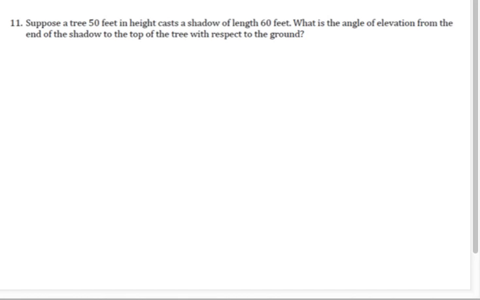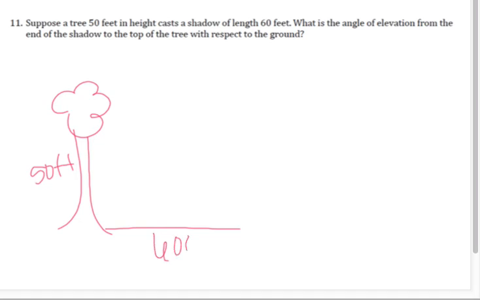Number 11, suppose a tree 50 feet in height casts a shadow of a length of 60 feet. So once again, I have a tree, and it's a height of 50 feet, casts a shadow of 60 feet. What is the angle of elevation from the end of the shadow to the top of the tree with respect to the ground? So this would be my angle of elevation I'm trying to find. I'm going to go ahead and call it x degrees. So we need to solve for x.